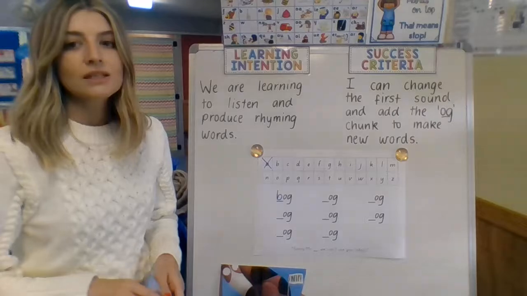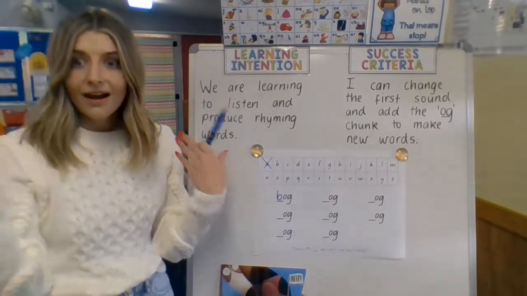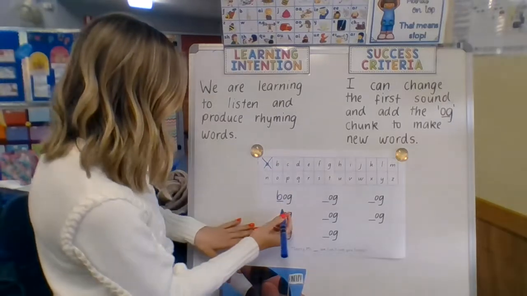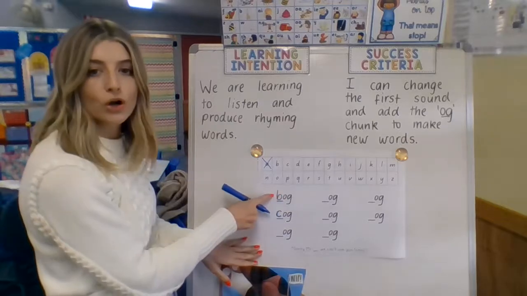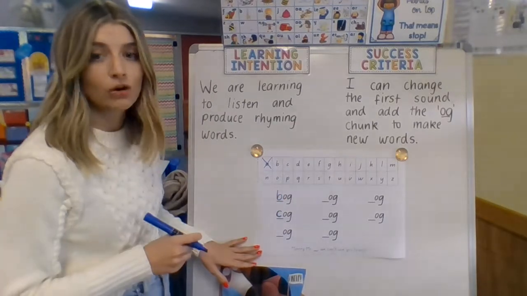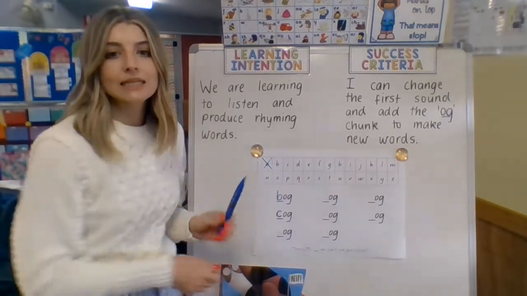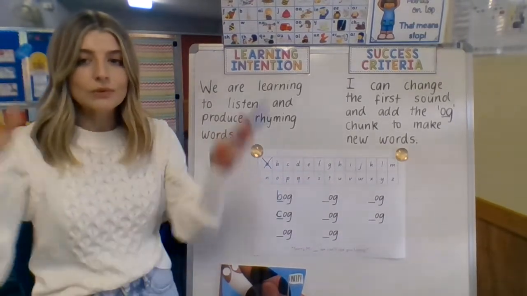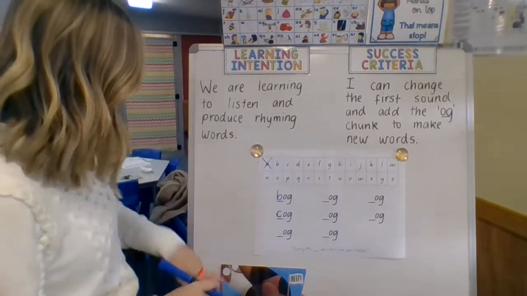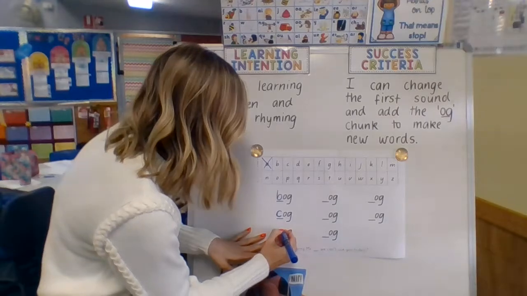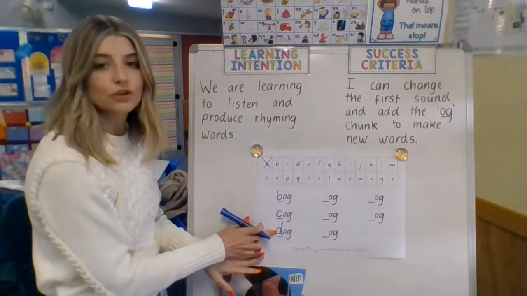Let's do C. C says k, og, cog. Another rhyming word, so we need to write the letter C. So we've got bog, cog. They both have the og sound I can hear, which makes them rhyming words. Okay, let's do the letter D. D makes the d sound, so d, og, dog. Oh, we know that's a rhyming word. That's from our story. Dog. So we've got bog, cog, dog.